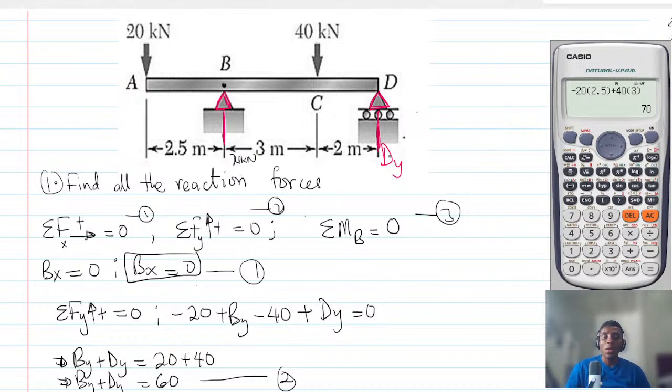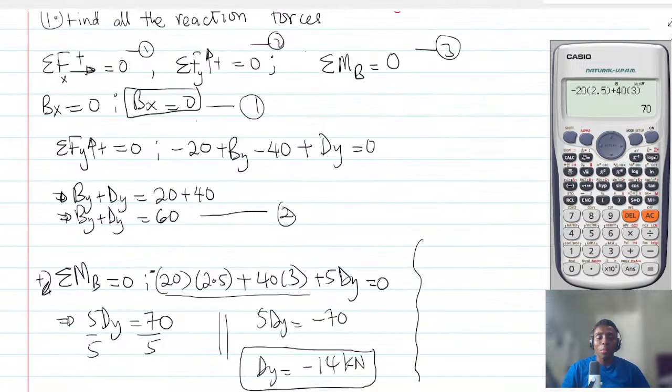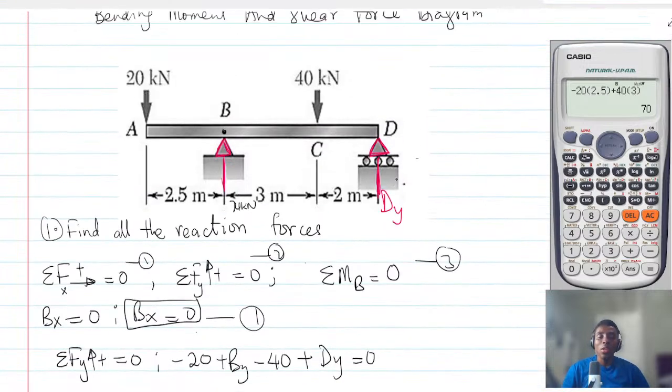And then there is a point here at dy, and dy was what? Minus 14. Okay, so if we have minus 14 and then the direction is going up, it's the same as saying that the direction will come down, so that here becomes 14. So essentially that is it. Now we have dy as 14 kilonewtons.